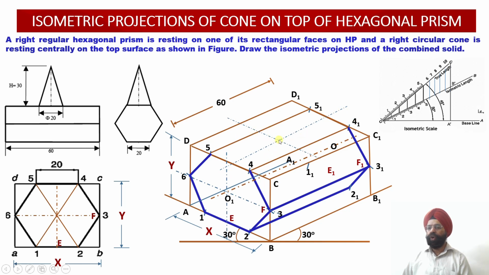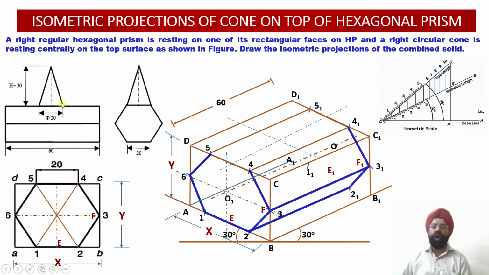Now my cone should be resting over here, and I know that if I have to draw a cone, the top view of the cone will be a circle over here, and I cannot draw a circle into the isometric projection straight away. So the circle appears to be an ellipse in the isometric projection. So in order to draw the ellipse, what do I have to do? I have to inscribe the circle into a square, and that square will have a dimension equal to 20 millimeter. This is 20 millimeter diameter.